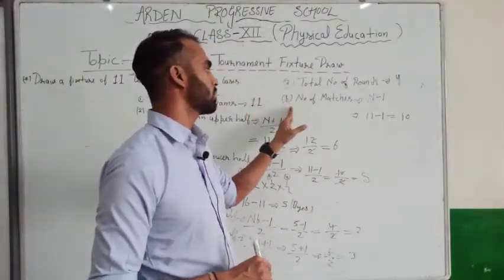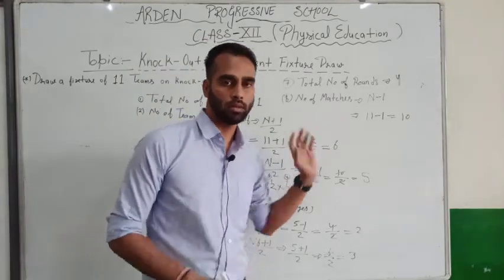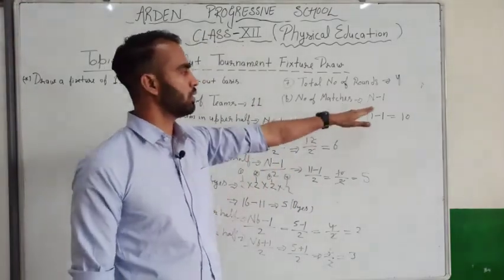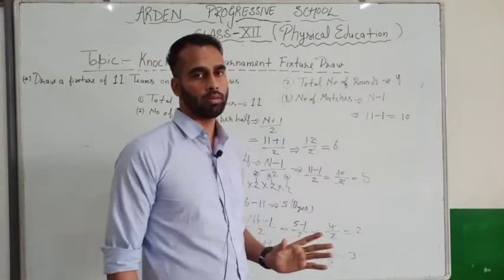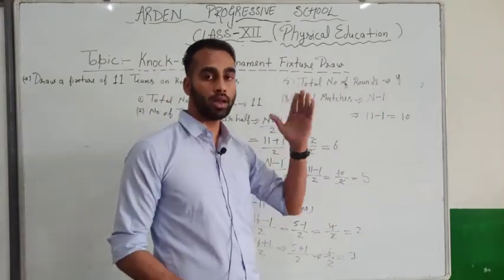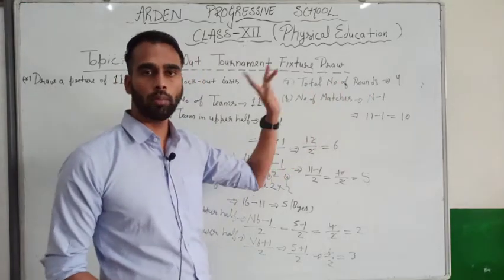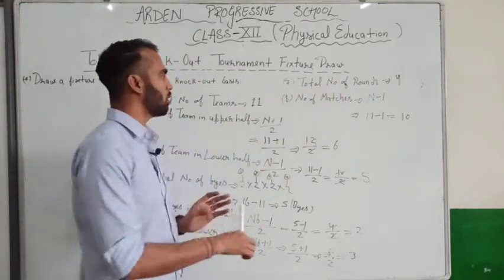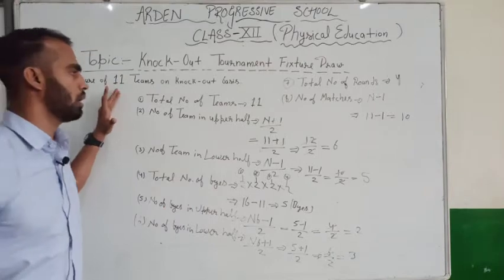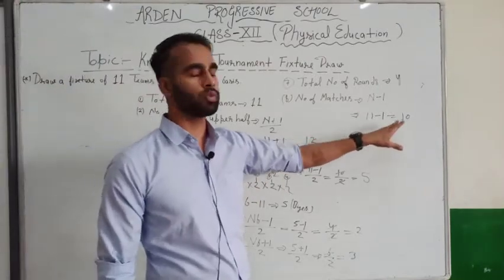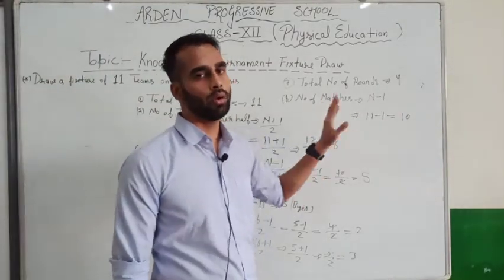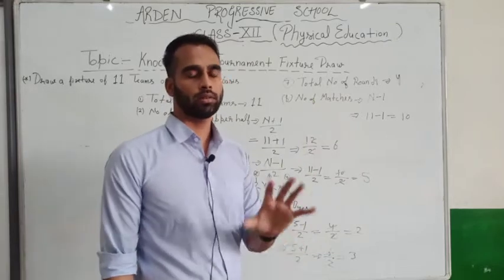Our next step is number of matches. The formula for the number of matches is n minus 1, where n represents the number of teams. How many teams are participating? 11. So 11 minus 1 is equal to 10. So the number of matches is 10.